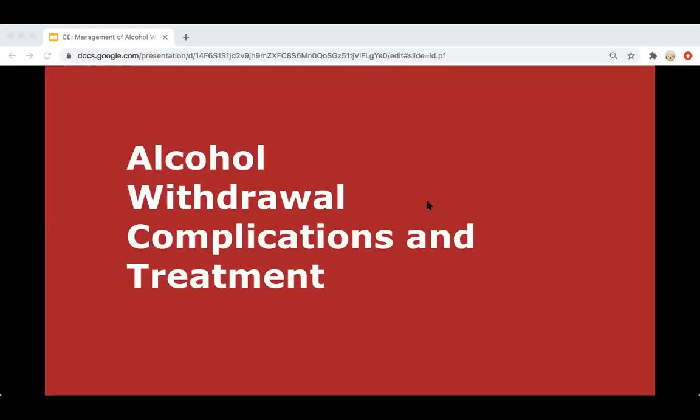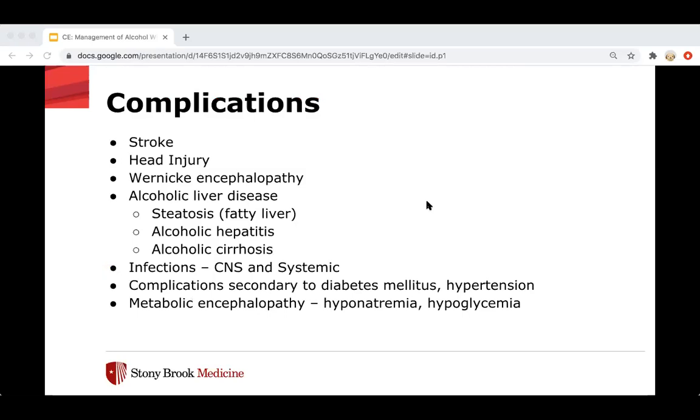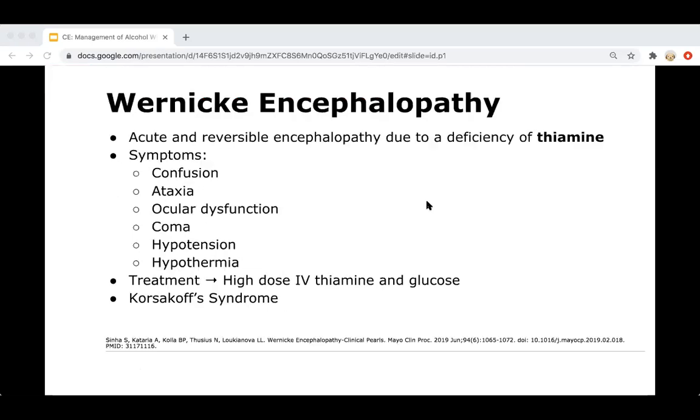So now let's go into some complications and the treatment. Complications can span from stroke, head injury, Wernicke encephalopathy, and alcoholic liver disease, which includes steatosis, alcohol hepatitis, and alcohol cirrhosis. These patients can also have infections in the CNS and systemically, complications secondary to diabetes and hypertension, and metabolic encephalopathy due to imbalances in the electrolytes.